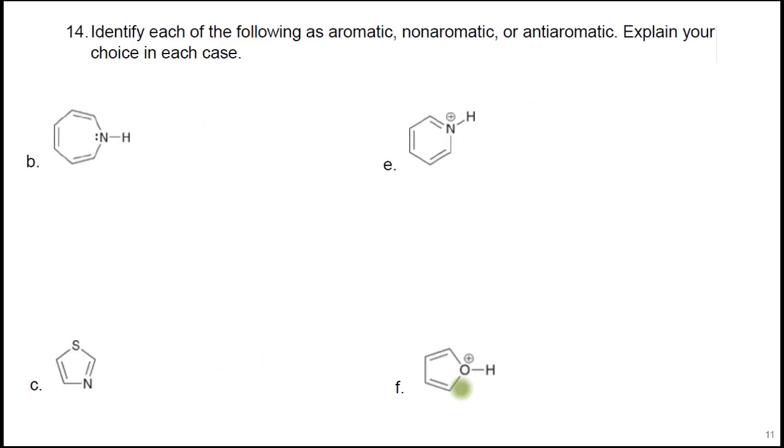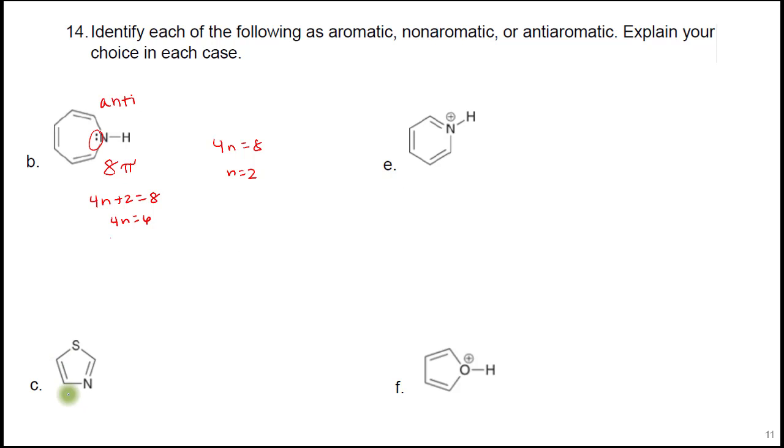All right, here we're looking to see if it's aromatic, non-aromatic, or anti-aromatic. In this first structure here, we have 2, 4, 6 pi electrons plus this lone pair, which is participating. So there's 8 pi electrons. 4n plus 2 equals 8. So this one is not aromatic, but we can test to see if it's anti-aromatic. n equals 2. So this one is anti-aromatic.